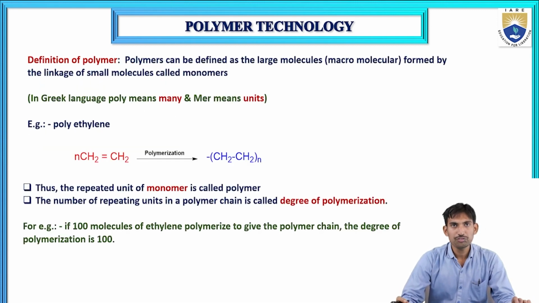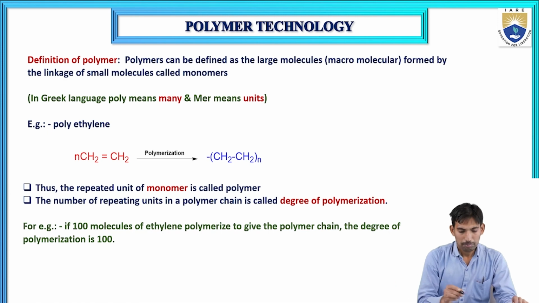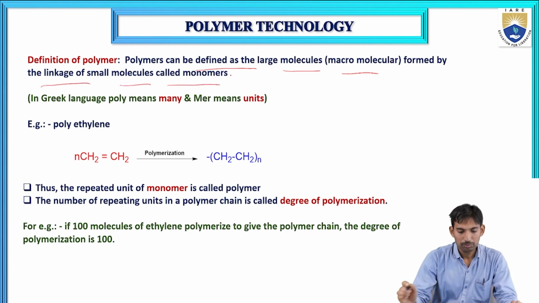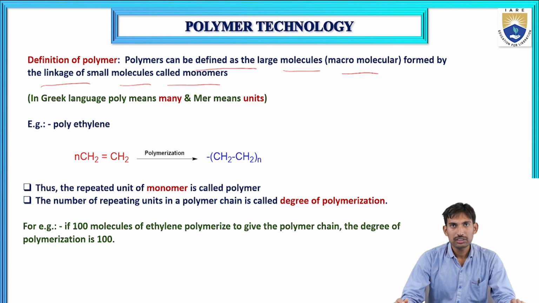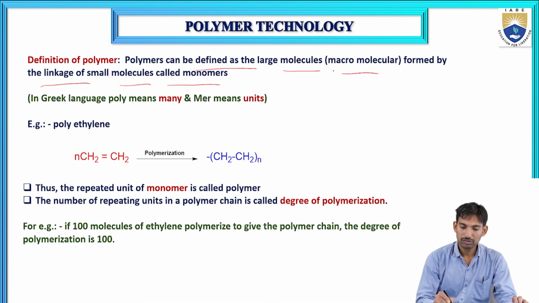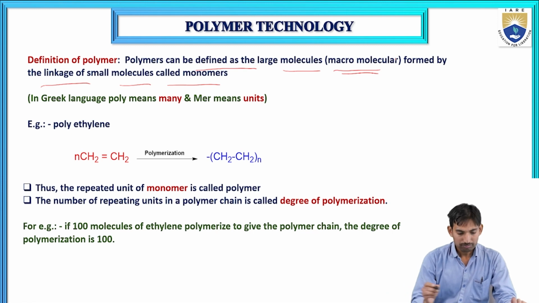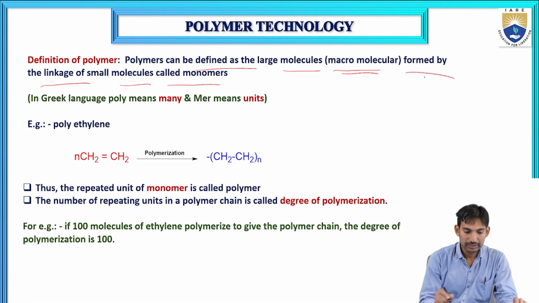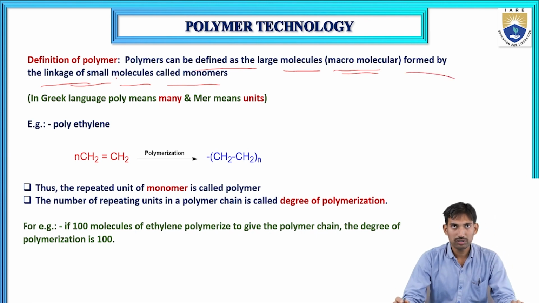See, first of all, the definition of polymer. What is a polymer? Polymers can be defined as the large molecules or macromolecules formed by the linkage of small molecules called monomers. Polymers are nothing but linkages of monomers. Monomers are nothing but small molecules. These are linked together and form a macromolecule. That macromolecule is called a polymer.